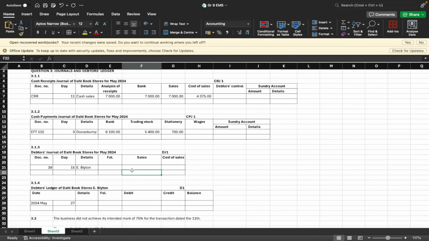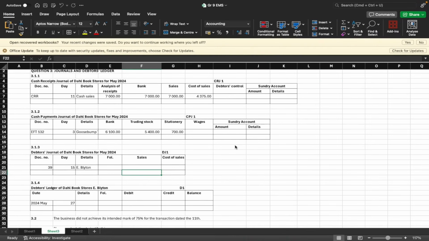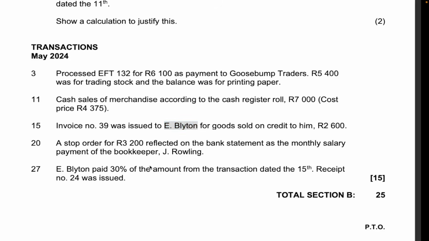How much did we sell these goods to him for? Okay, let's go back. And you can see here the goods were sold on credit to him, 2,600 Rand. So that's how much we're going to put under sales, 2,600 Rand. And then the cost of sales, how much did it cost us for what we sold him? Well, let's go back here and read the detail.